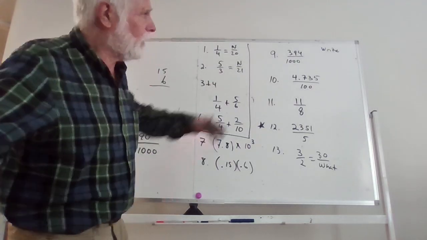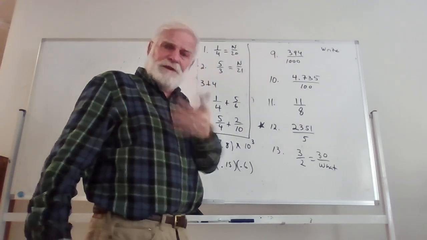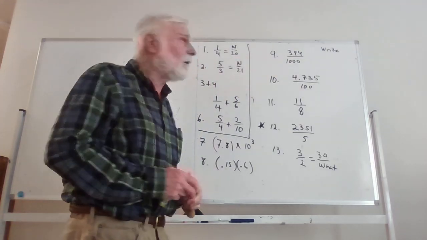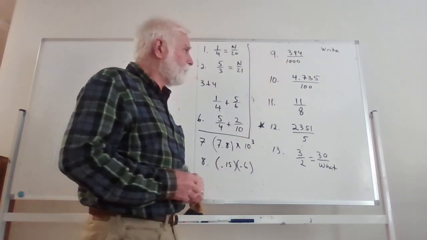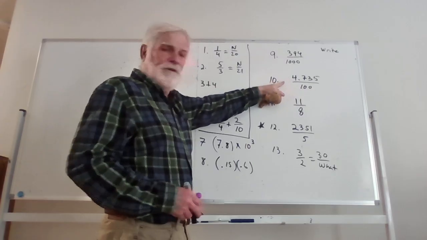All right. And so then repetition time. 394 over 1,000. It was a different number from what we did in the first 12 problems we worked on. And I'm hoping that he writes 0.394. Divided by 100, I hope he puts a 0 in front and moves it 2 decimal places.